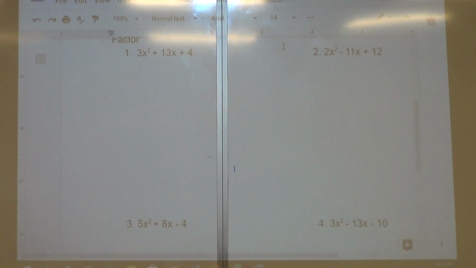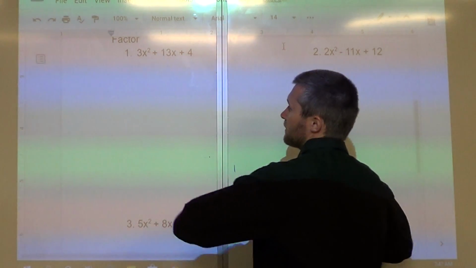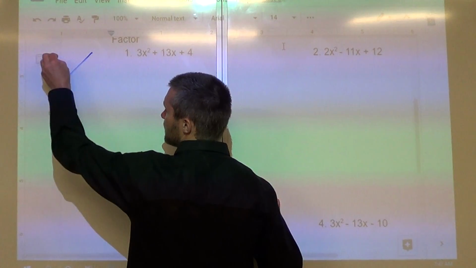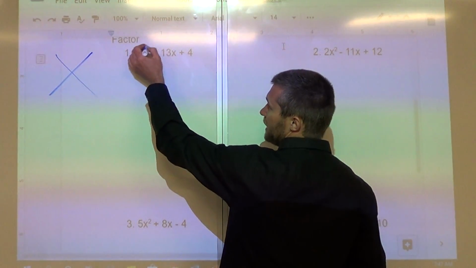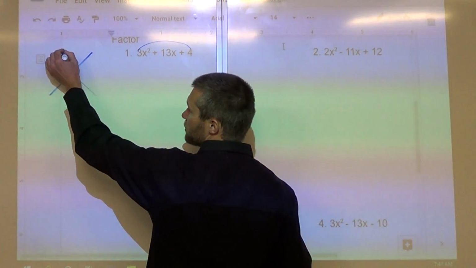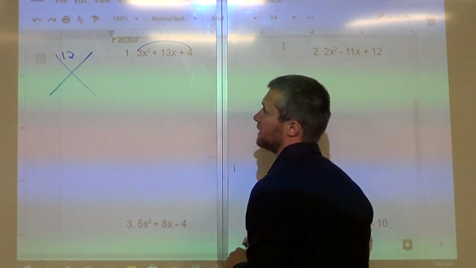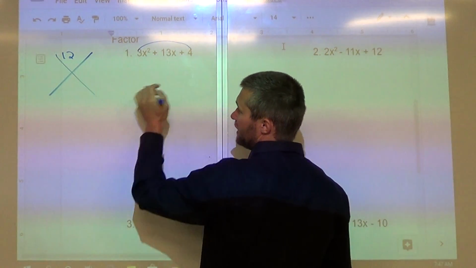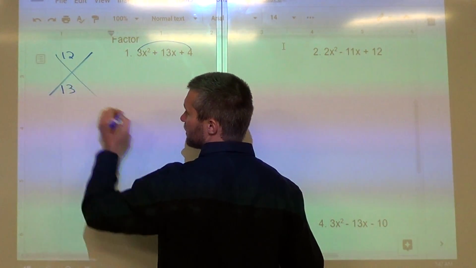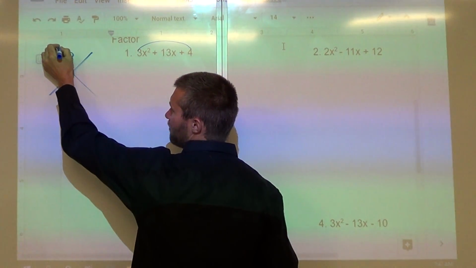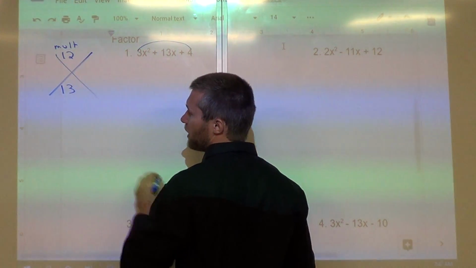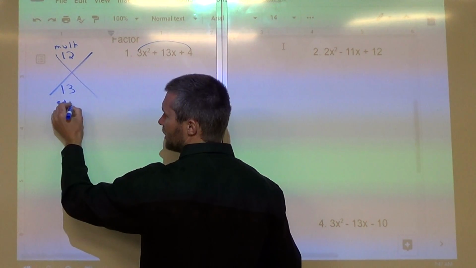As we go through them, we want to factor. We're going to draw our x, and we're going to multiply 3 times 4, which is 12, and you put that up top. 13 is our middle number. That still goes in the bottom. So we want to know what multiplies to 12 and adds to 13.